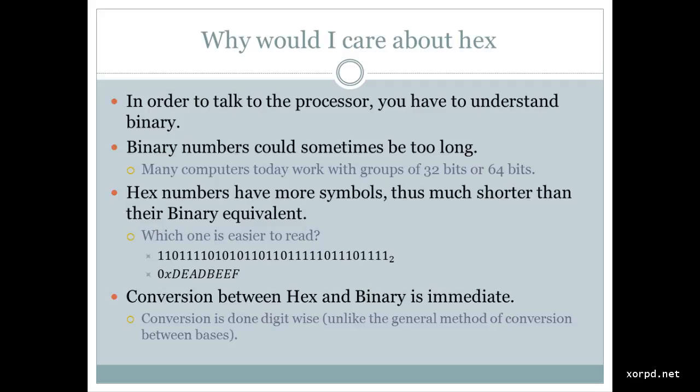Why would you care about hex or base 16? We talked about it pretty much, and you are going to do some interesting exercises about it. So maybe it's a good time to think why we are doing it at all. The first point is that in order to talk to the processor, you have to understand binary or something that relates to binary.